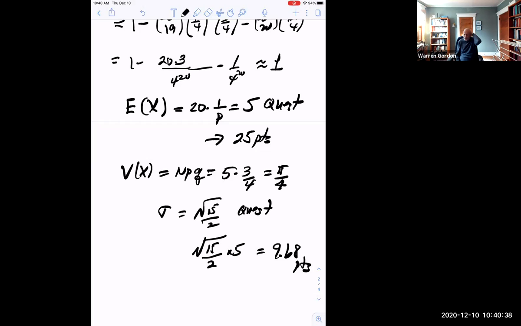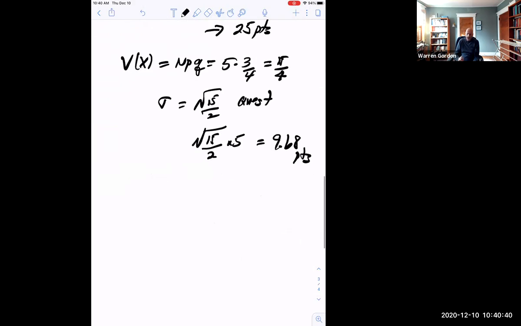I did accept it if somebody did the problem by Poisson, since I didn't rule out that possibility. I didn't say you had to give me an exact answer here. What they did, of course, was lambda just becomes N times P. And then the arithmetic is probably a little bit easier, and the answer will be a little different, as you'll discover. Okay.